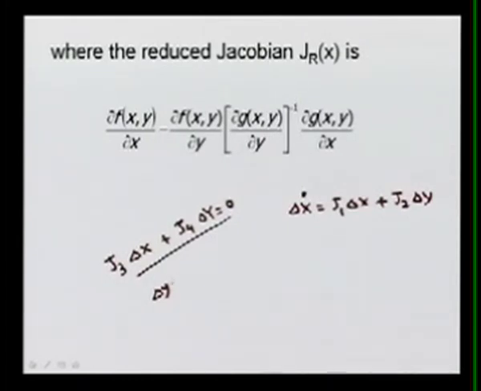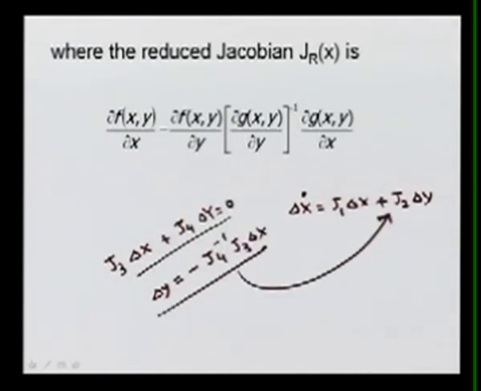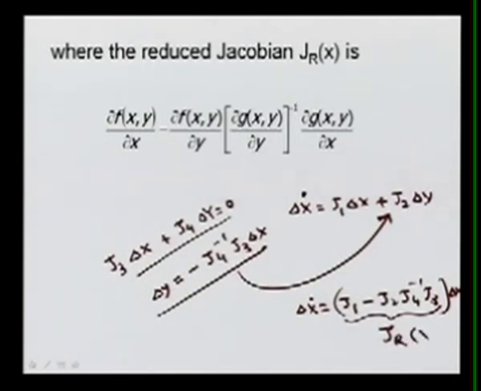So I can write change in y equal to minus J4 inverse J3 change in x, taking the term to the other side and dividing. If we replace this value, we get x dot equal to J1 minus J2 J4 inverse J3, times change in x. Now this matrix is called the reduced Jacobian JR, and it is a function of x only.